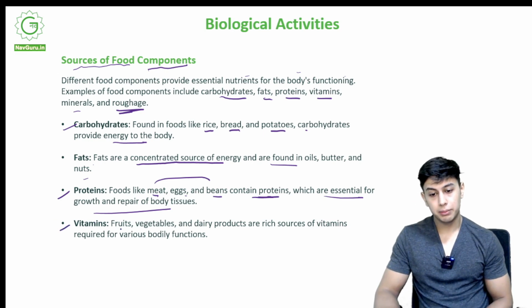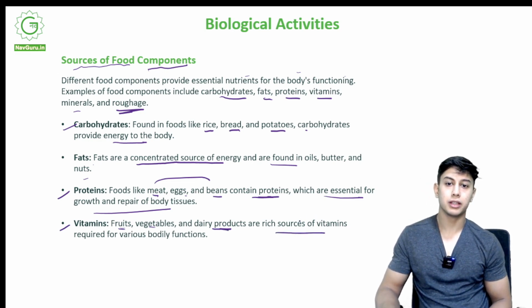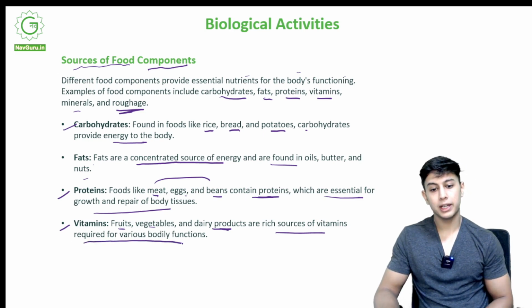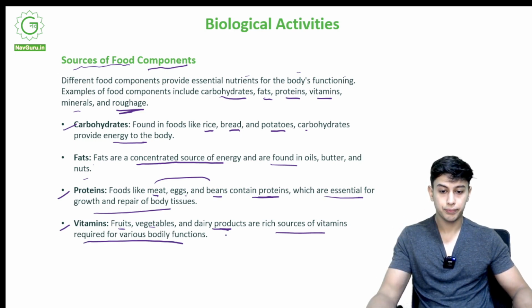Vitamins. Vitamins are derived from fruits, vegetables, and dairy products. Vitamin A, vitamin B, vitamin C, vitamin D is from the sun, vitamin E is in almonds, vitamin B12, vitamin K. These are required for bodily functions to occur. These are micronutrients, required by our cells for healthy functioning.